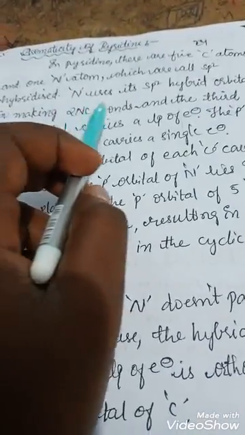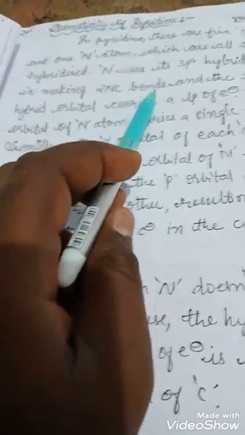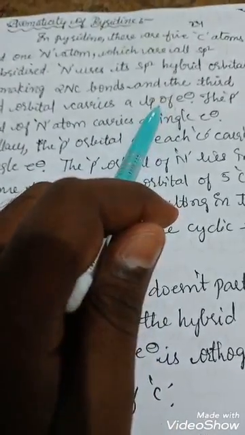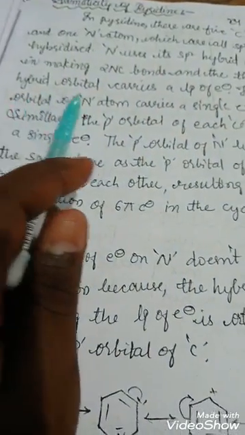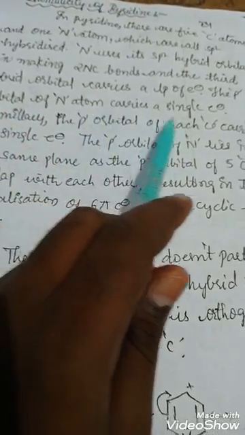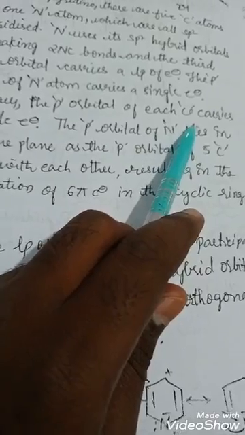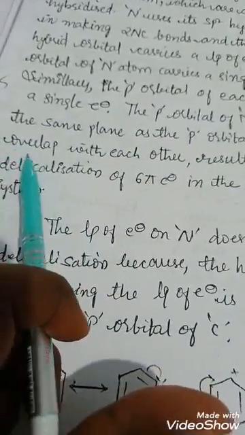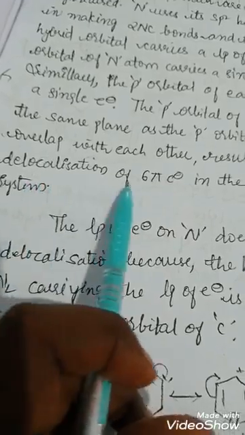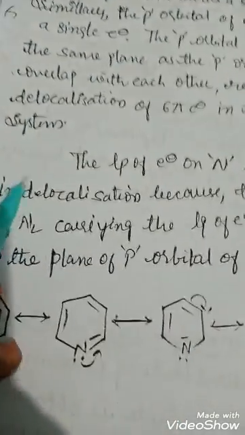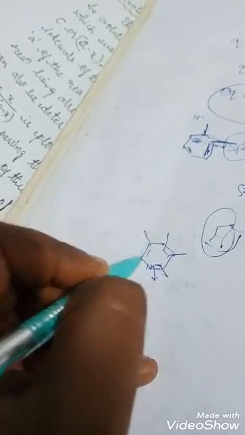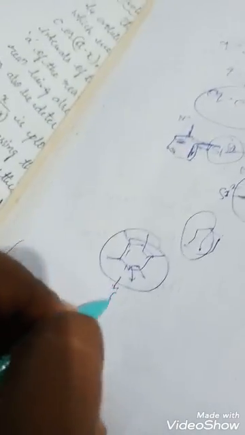All are sp2 hybridized, and these sp2 hybrid orbitals make 2 sigma bonds, and the third hybrid orbital carries a single electron. The p orbital of the N atom carries a single electron. Similarly, the p orbital of each C atom carries a single electron. The p orbital of N lies in the same plane as the p orbitals of the 5 C atoms and they overlap with each other, resulting in the delocalization of 6 pi electrons in the cyclic ring system. 6 pi electrons means in this pyridine 1, 2, 3 pi bonds, each with 1 pi electron. Total 6.